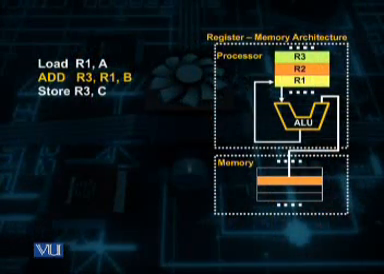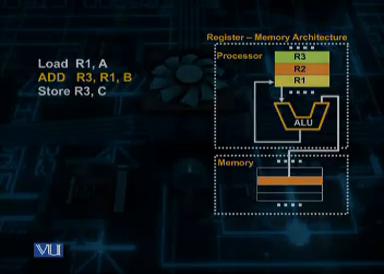For example, load R1, A means transfer the value of A into register R1, then add R3, R1, B means directly from the memory, read the value, add it to the contents of register R1, and then place the result in R3. So this is the basic introduction to these different types of architecture.